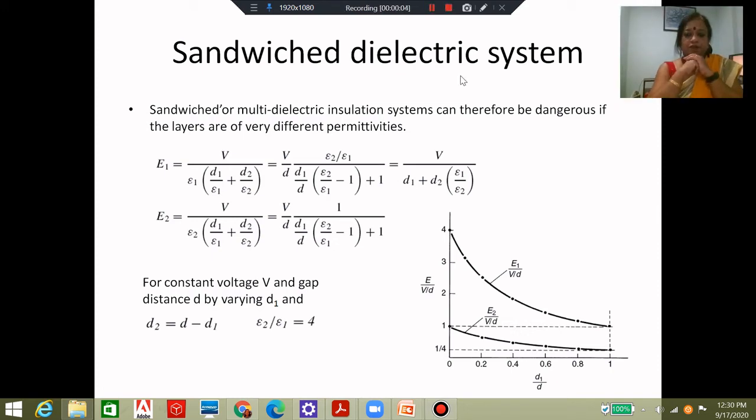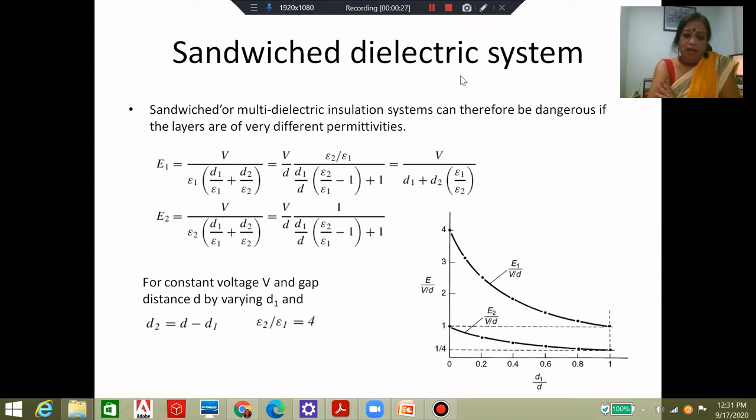In terms of electric field stress control, the next thing that we will discuss are sandwich dielectric systems or multi-layer dielectric systems. We've already discussed the simplest kind of multi-layer dielectric system, where you have parallel layers of different dielectrics with different material permittivities or dielectric constants, one on top of the other.